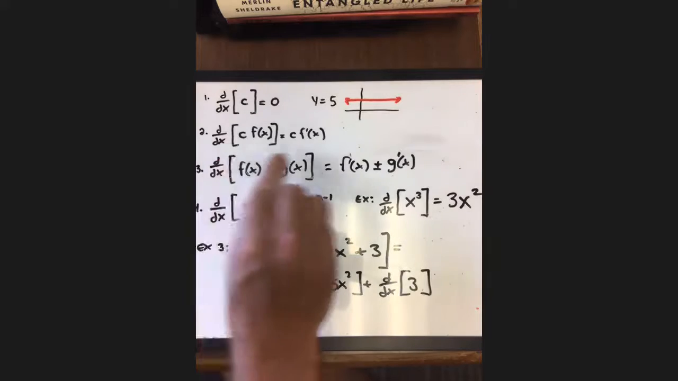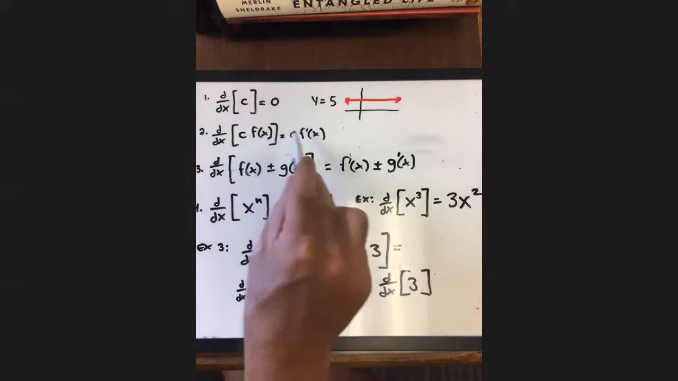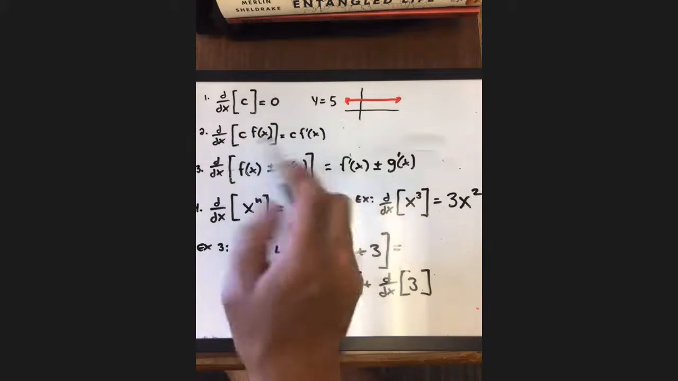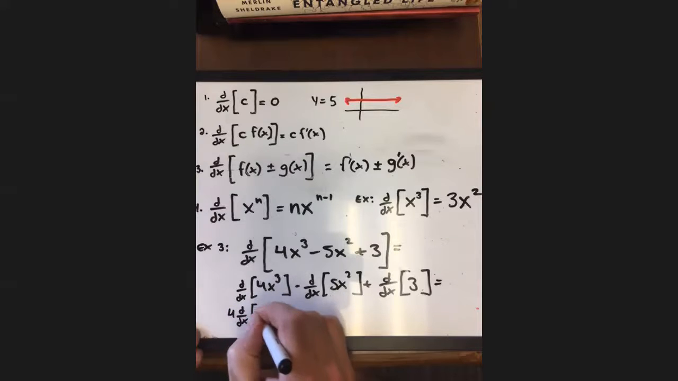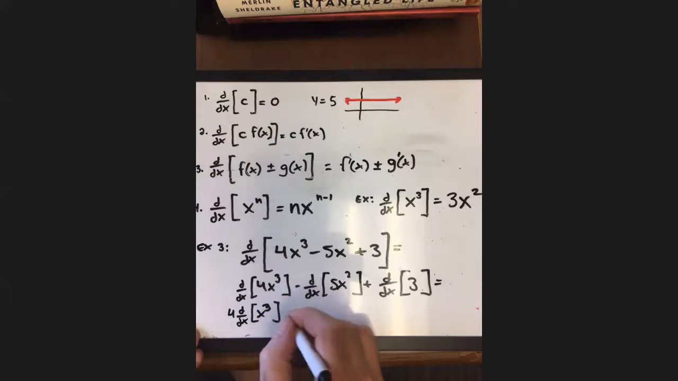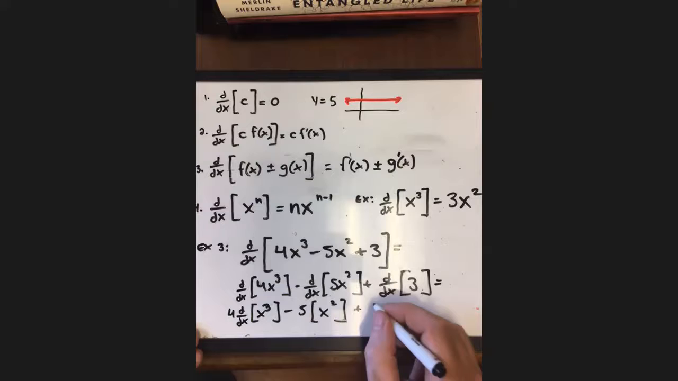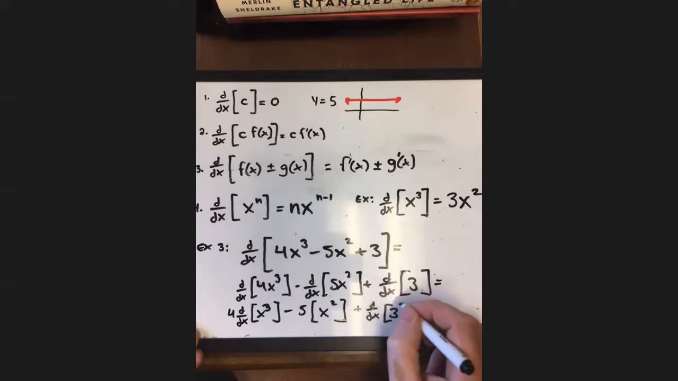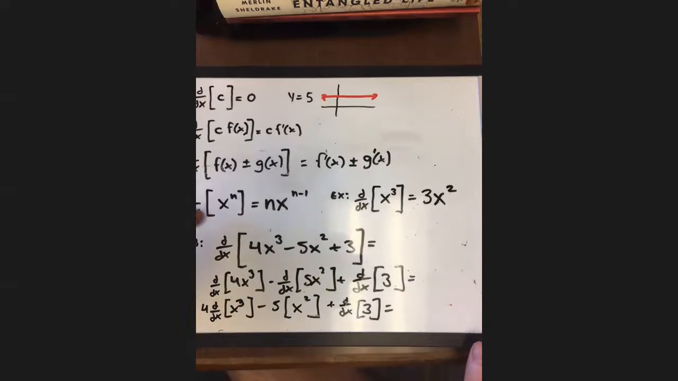Okay, I can actually go even further here. I have this constant multiple rule, rule number 2, that says if I have something times a function, I can just factor that out in front and find the derivative of just the powers of x by itself. So I could factor that 4 out: 4 times the derivative of x cubed, minus 5 times the derivative of x squared, plus the derivative of 3. And now we have a really easy problem. We can just use the powers of x rule, rule number 4, and rule number 1 to complete the problem.